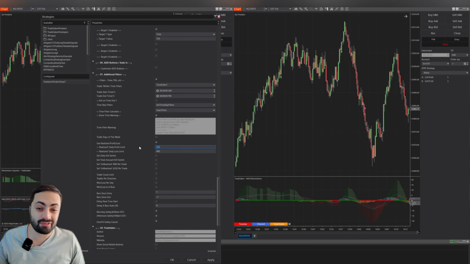My realized profit for the day, so if I hit this or higher, it's going to stop taking new trades. This is not going to take me out of a trade. It's just going to prevent new ones if I close above this threshold. Or if I close below $400, so if I lose 400 in a day, again, it's going to stop trading.